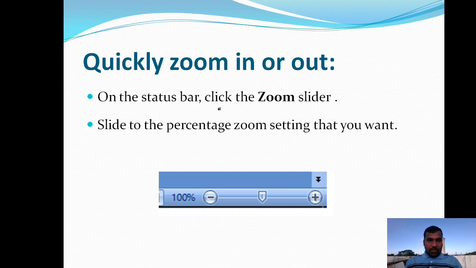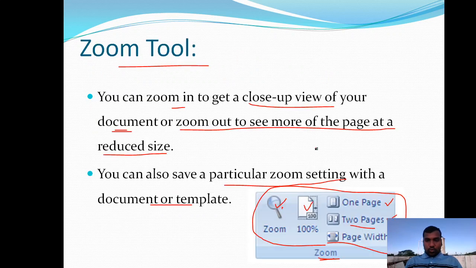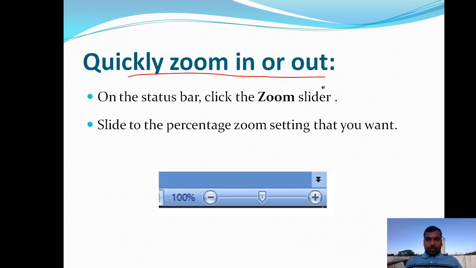If you want to perform this zoom in zoom out operation quickly without opening this zoom tool every time, what you need to do is use the status bar. Generally the status bar is available at the bottom of the document. On the status bar, click on the zoom slider. This is the zoom slider, and this is the status bar.